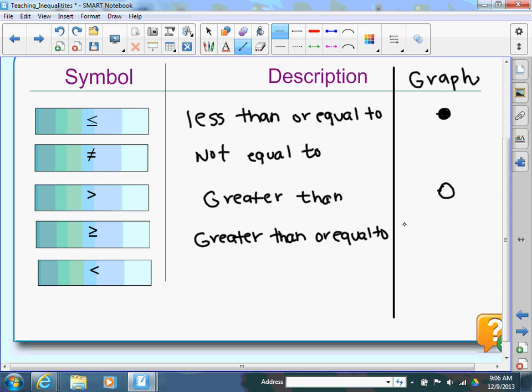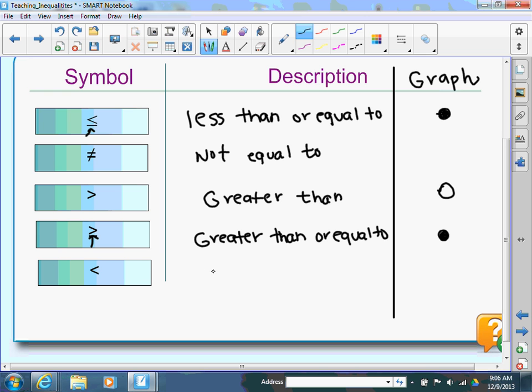Guess what symbol it gets on the graph? Open or closed dot? Closed. Anytime it has this little line under it, the equal to line, it's a closed dot. If it's just a plain Pac-Man, I call them Pac-Man symbols, it's an open dot. Okay?